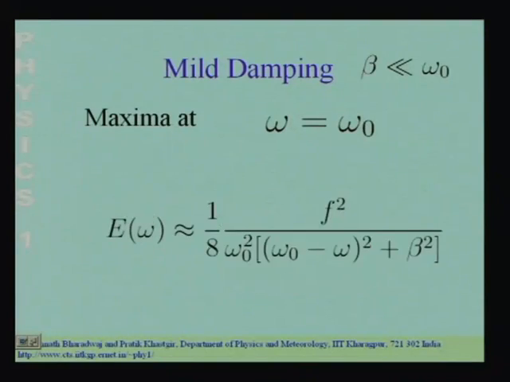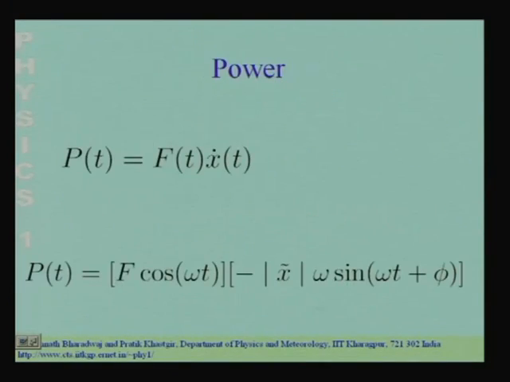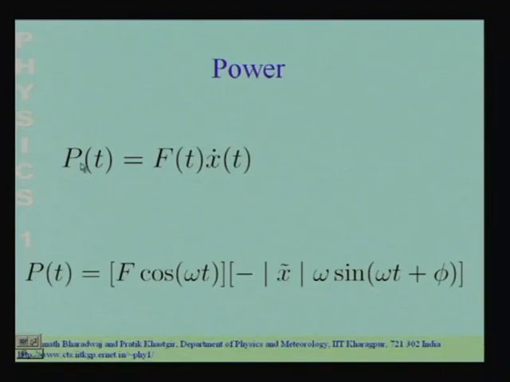So, let us now move over to another thing of interest, which is the power that is transmitted to the oscillator. So, we have this oscillator which is being driven by an external force, and the external force moves the oscillator and transmits power to the oscillator in this process. So, the instantaneous power which is being transferred to the oscillator at any instant of time is the instantaneous force F(t) times the instantaneous velocity of the oscillator x dot(t).